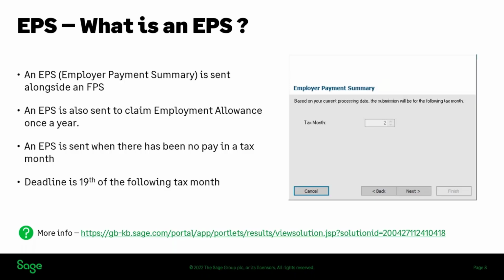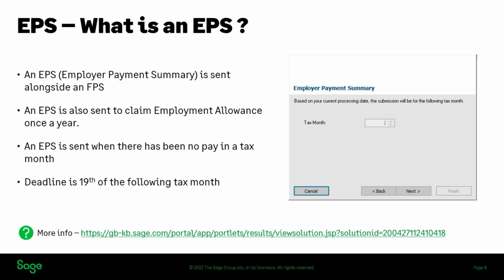So what's an EPS? An employer payment summary is sent alongside an FPS. So this is very rarely done instead of, but there is one circumstance where you would, but I'll get to that in a moment. An EPS is also sent to claim employment allowance once a year. So now that we've just completed year end, which wasn't that long ago, a lot of you will have submitted claims for employment allowance. If you are eligible to do that, you would be submitting an employer payment summary. Bear in mind, you only ever need to do that once a year.